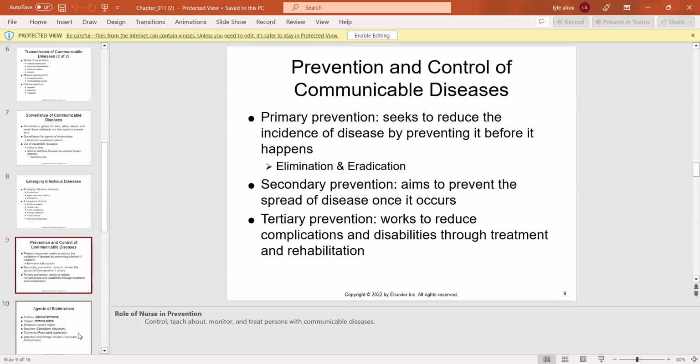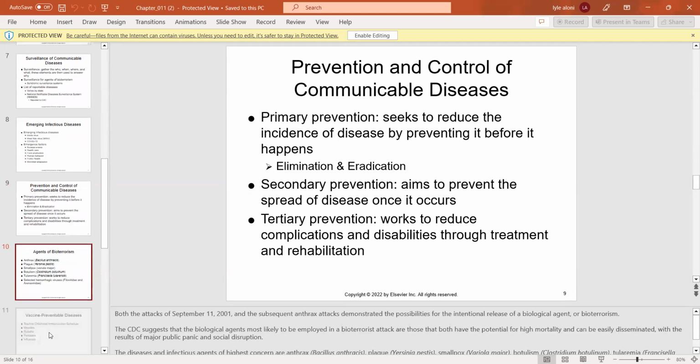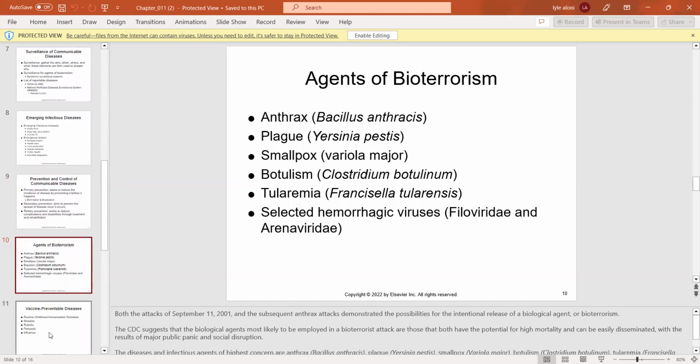So our primary prevention seeks to reduce our incidence of disease by preventing it before it happens. Our secondary prevention is going to prevent the spread of disease once it occurs. And our tertiary prevention is going to work to reduce complications and disabilities through rehab and treatment. We take a look at some of the agents of bioterrorism. Know that the attacks of September 11, 2001 showed the potential and possibility of bioterrorism in this country.